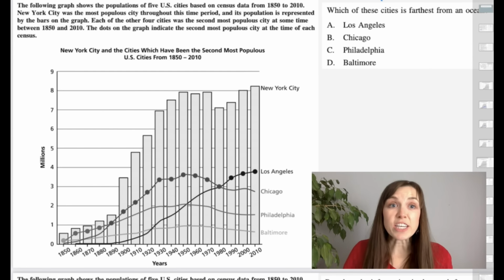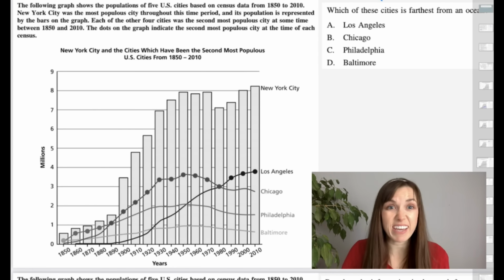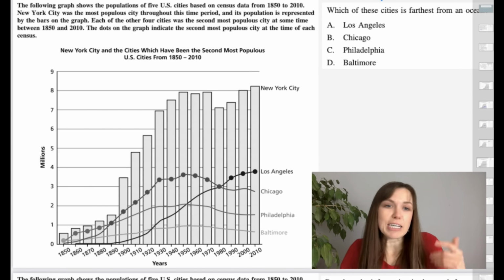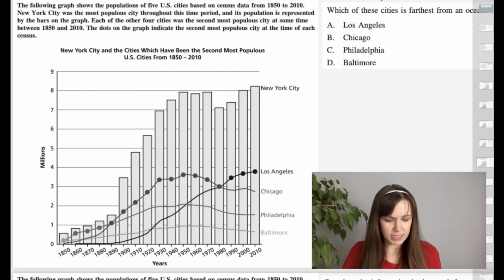Okay, which of these cities is farthest from an ocean? This one doesn't relate to our graph either. This one is basically geography, and you either know it or you don't. So let's draw a rough map of the United States. Okay, good luck, Michelle, with your map.